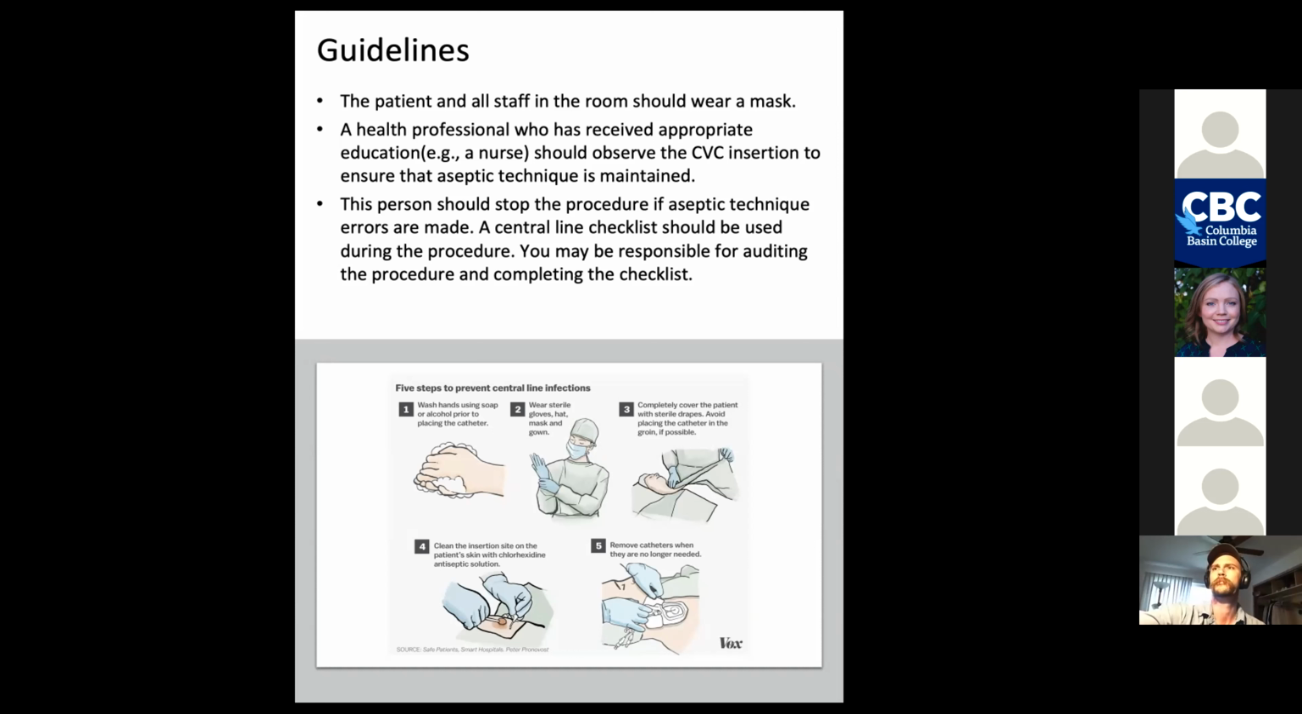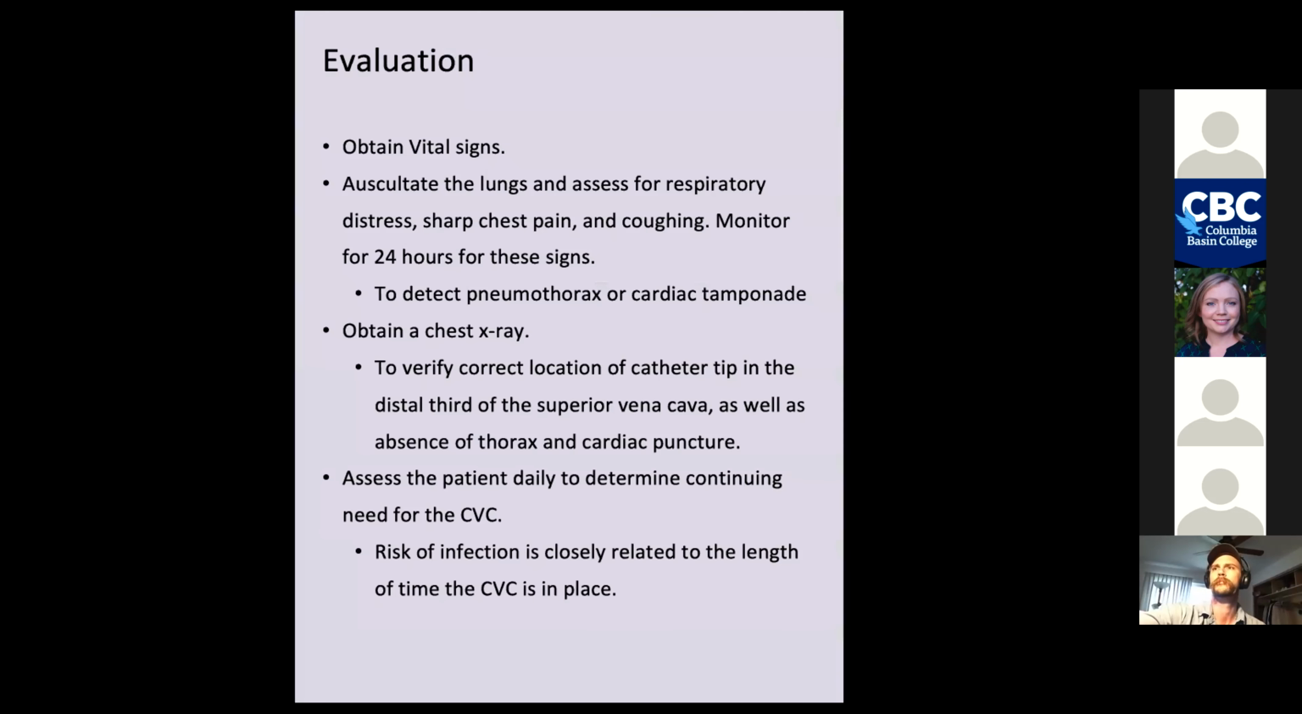So here are 5 steps to prevent central line infections. Wash hands, wear sterile gloves and hat, completely cover the patient, and avoid placing the catheter in the groin if possible, as that's a higher likelihood infection site. And clean the insertion site on the patient's skin with chlorhexidine, and remove catheters when they are no longer needed. So the longer they stay in, the more likely it is it could lead to an infection.